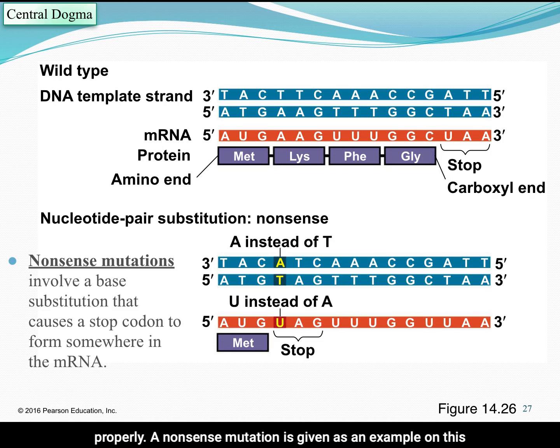A nonsense mutation is given as an example on this slide. A nonsense mutation involves a base substitution that causes a premature stop codon in the mRNA. The example given here is that there is an A instead of a T in the template strand, and because of this, there's a premature stop right after the methionine. This obviously impacts the primary structure, and it will definitely impact the secondary, tertiary, and quaternary structures of this protein, as well as its overall ability to function properly.